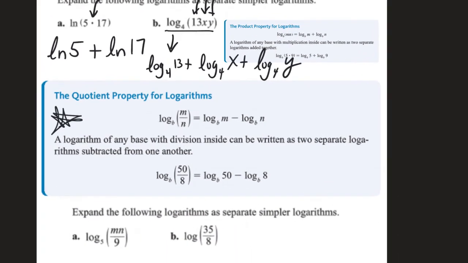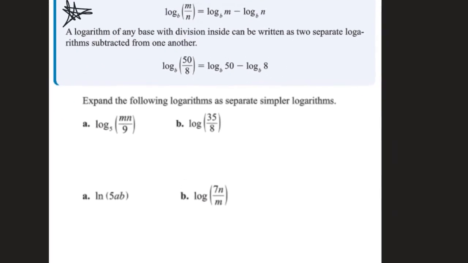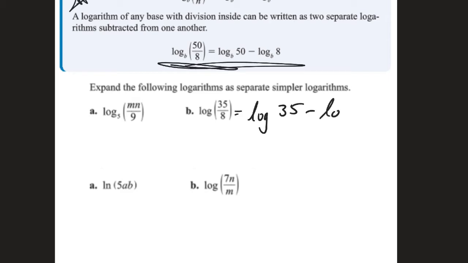Same kind of idea if you're asked to expand things that are being divided. Now, I'm going to do B first. Remember that the quotient property states that if you have a quotient inside your parentheses with your log, you can break it up into their own separate logs with the top divided by the bottom. So if I was doing B, it would look like this. Log of 35 minus the log of 8. Simple as that, right?